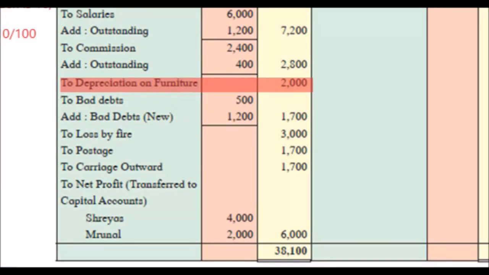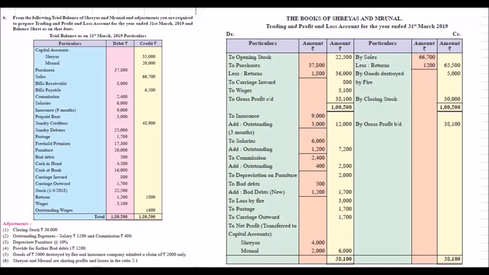Next, the bad debts amount is 500 rupees. I have taken it here, and added the new bad debts. This is a new bad debt of 1,200 rupees, which was in the adjustment. We need to add that amount to the bad debts. So after including 500 rupees plus 1,200 rupees, we got an amount of 1,700 rupees as bad debts.